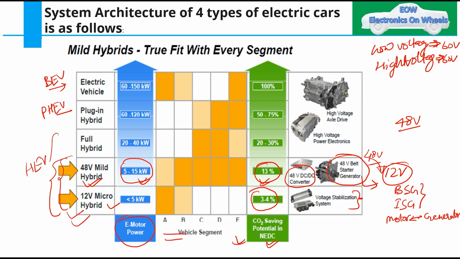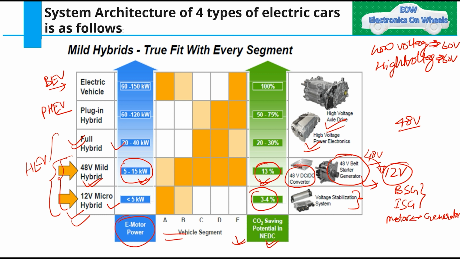So when you are going to the full hybrid, then you are using 20 to 40 kilowatt of e-motor, and you are going above the 60 volt, where you have to use some additional insulation, because you are going into high voltage. You have to give the additional insulation and other stuff. High voltage power electronics you have to use, high voltage axle drive you have to use.